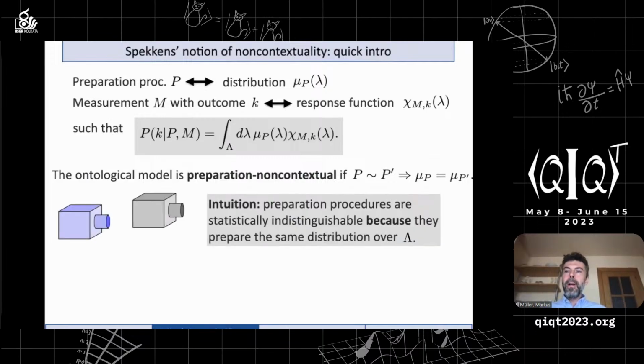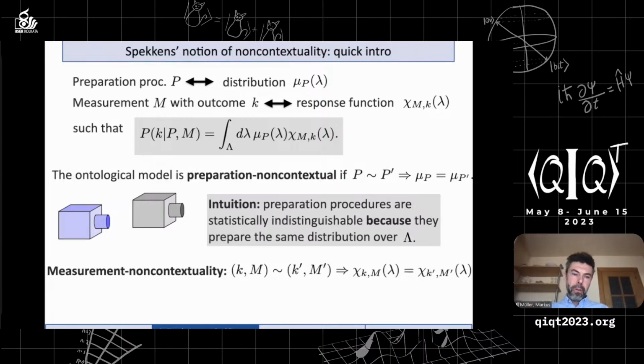Why that? Well, the intuition is that these 2 preparation procedures give the same probabilities because all they do is essentially prepare the same distribution over the lambdas. It's very plausible to assume that this is the reason for why you have this equivalence in the first place.